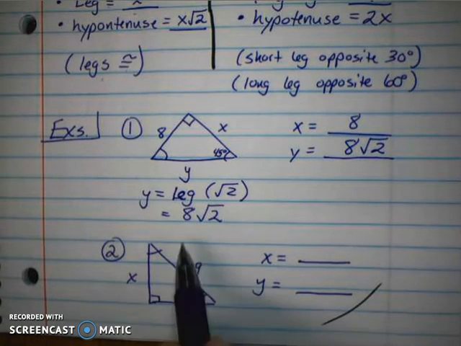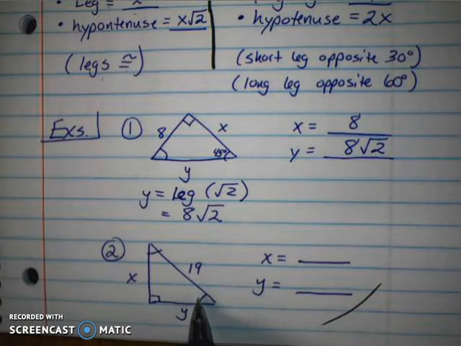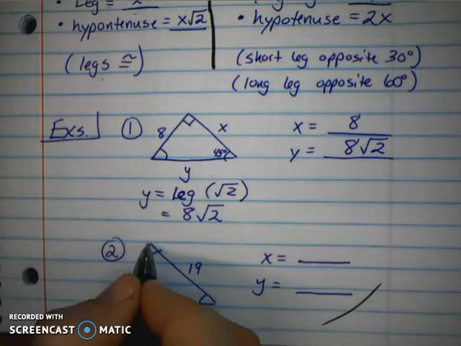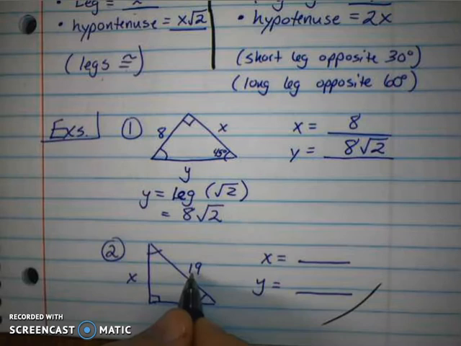Number 2, we have a right triangle, and you'll notice these markings mean these angles are congruent. That tells you they have to both be 45. You may not see the 45 written in there, but if they are both marked congruent, they have to be 45 degrees. And this time they give you the hypotenuse, which is 19.